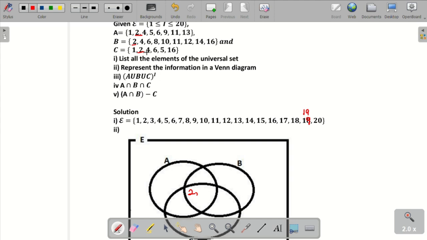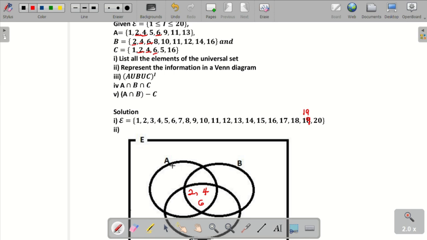So we have 2. Let's look at 4. We have a 4, 4, and 4. They are present in the 3 subsets, so we indicate 4 here as well. Let's look at 5. There's no 5 here. Let's look at 6. We have 6 here, so we indicate this here. So these are A intersection B intersection C, those elements that are present in the subsets A, B, and C.